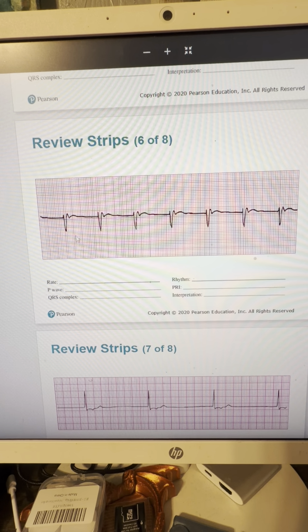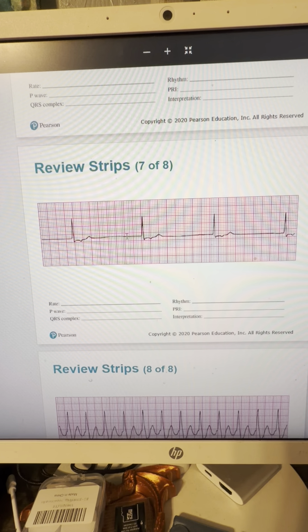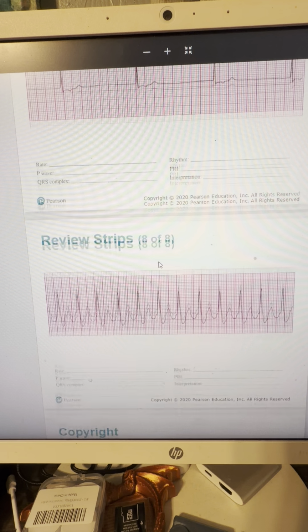This one, the rate is 70, so it's above 60. There are no discernible P waves. QRS is nice, tight, and regular. No other ectopic beats. Everything is regular, so this is accelerated junctional. This one, heart rate's 40, falls within that 40 to 60. QRS is narrow, no discernible P waves. This is just regular junctional rhythm.